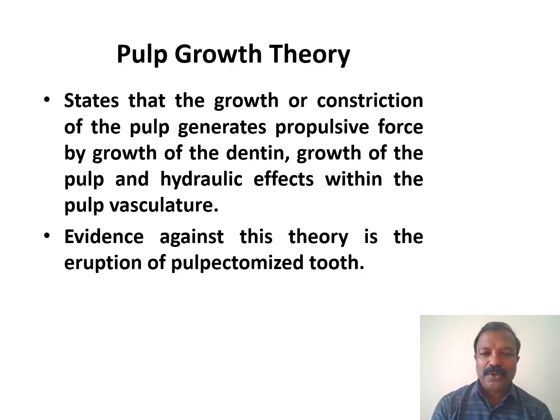Next is the pulp growth theory. It is actually an extension of the vascular pressure theory. It states that growth or constriction of the pulp generates propulsive force by growth of the dentin, growth of the pulp, and hydraulic effects within the pulp vasculature. But evidence against this theory is, again, the eruption of the pulpectomized tooth. It is happening.